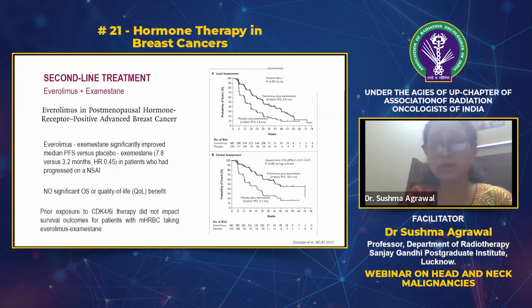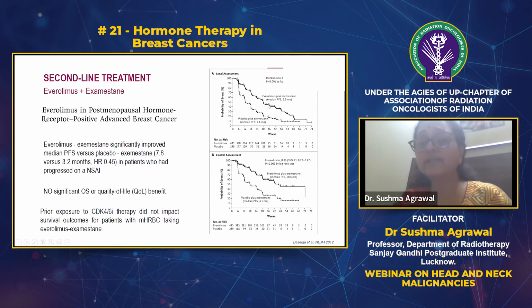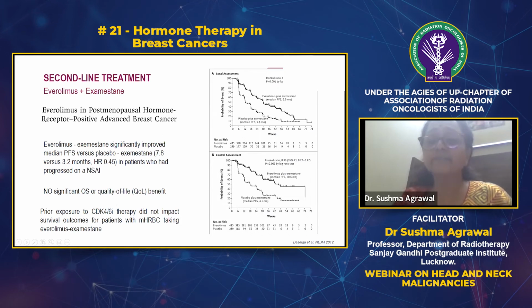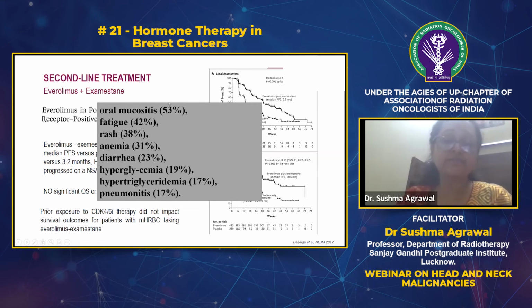And if the woman does not have a PIK3 mutation, then you give them everolimus with exemestane. Now again, what was the benefit in these women? The median PFS benefit was to the tune of about 4 months, 3 months with only exemestane and 7 months with combination of everolimus plus exemestane. But there are again side effects, mucositis in 50%, fatigue in 40%, rash in 40%, anemia, diarrhea, hyperglycemia, hypertriglyceridemia, and pneumonitis. So you can only give it in fit patients.